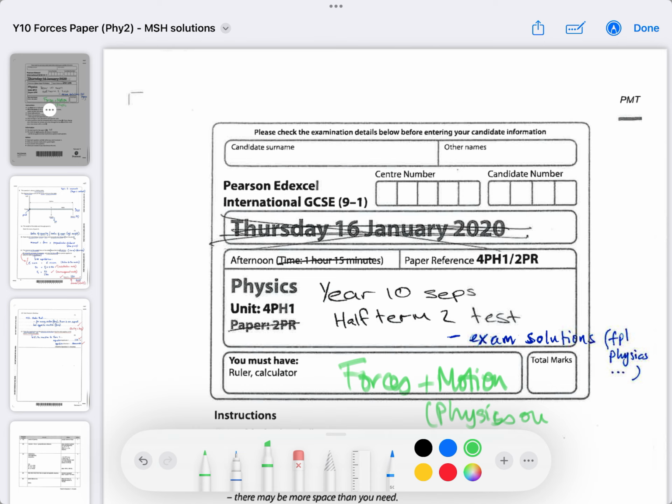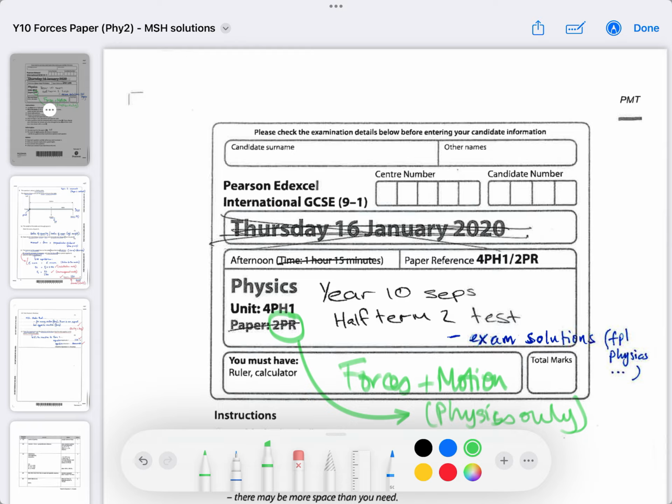I mean, there are bits of it which will help you in double science as well, but not all of the questions will be in double science. So it's really paper 2. Yeah, paper 2 means it's physics only. Double science only take paper 1.